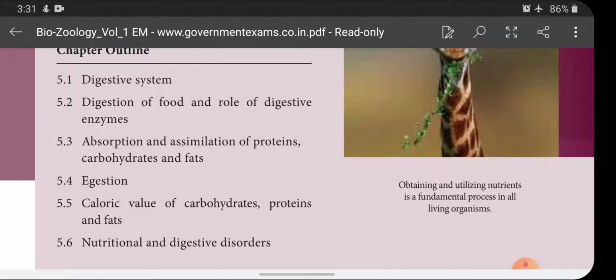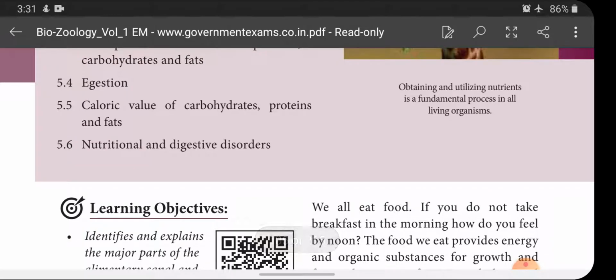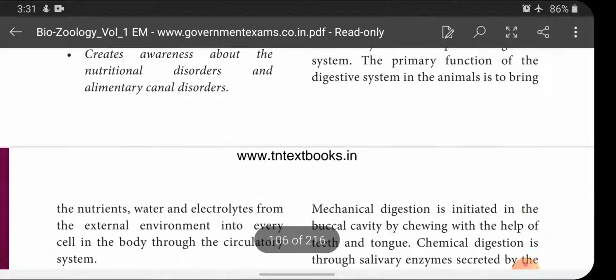In this lesson we are going to discuss the digestive system, digestion of food and the role of digestive enzymes, absorption and assimilation of protein, carbohydrate and fat, digestion, caloric value of carbohydrates, proteins and fats, then nutritional and digestive disorders we are going to see.